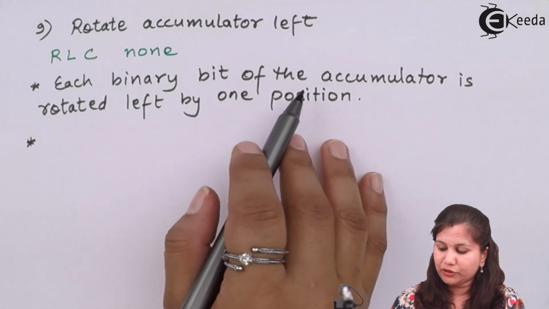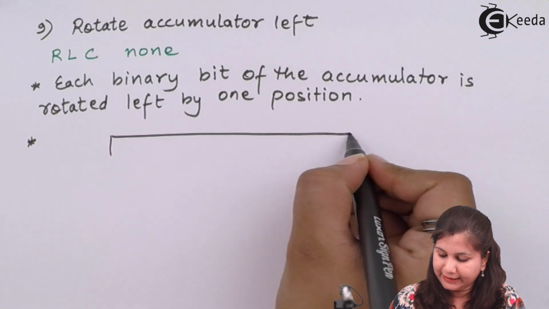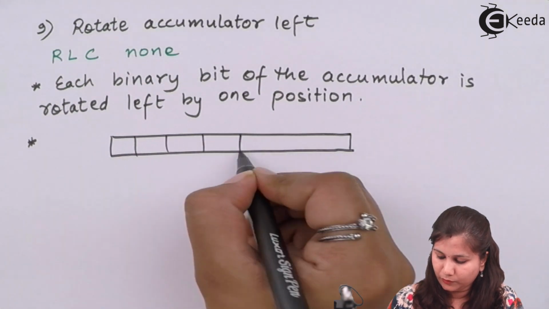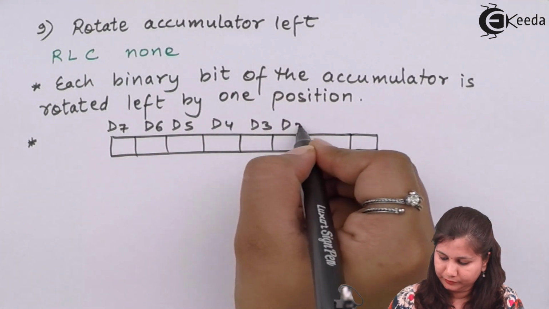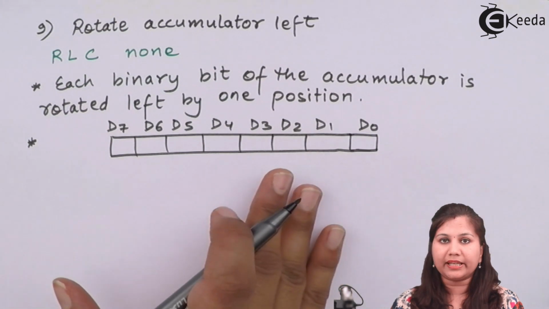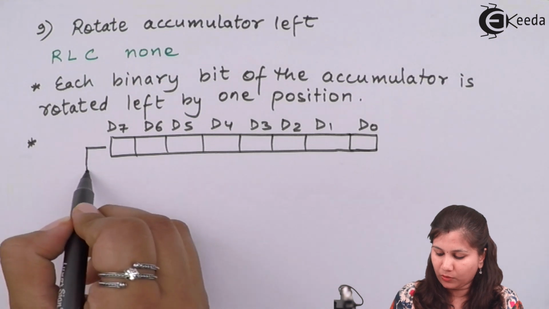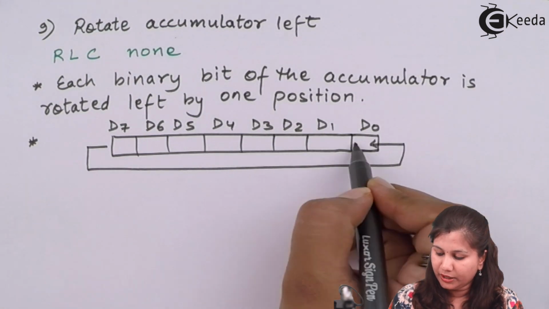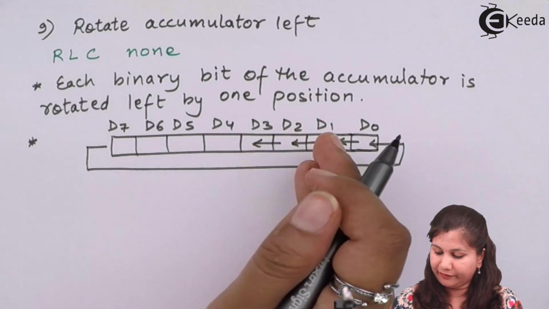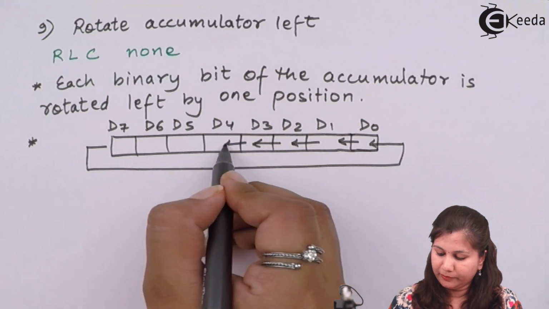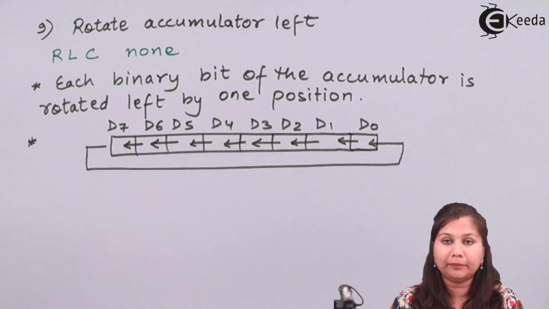In this, each binary bit of the accumulator is rotated left by 1 position. The accumulator is an 8-bit register, so all the bits will be rotated to the left-hand side by 1 bit. The D7 bit will now go into the D0 position. D0 is shifted to D1, D1 to D2, D2 is shifted 1 bit to the left to D3, D3 will become D4, D4 will become D5, D5 will become D6, and D6 will become D7.